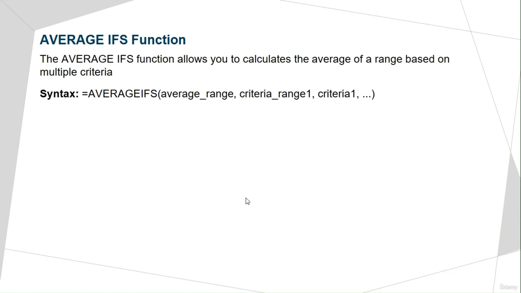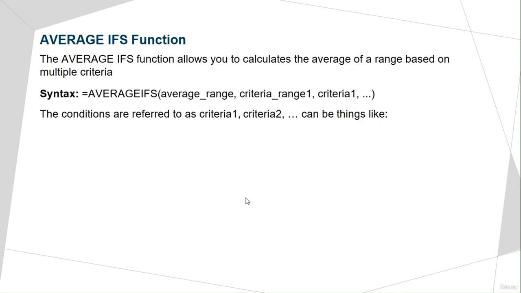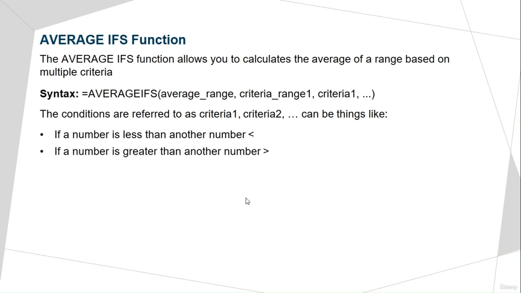Because you can have multiple conditions, the list goes on and on. You can have more than one criteria. The conditions are referred to as criteria 1, 2, and so on, which can be things like if a number is less than another number, if a number is greater than another number, or a number is equal to something.